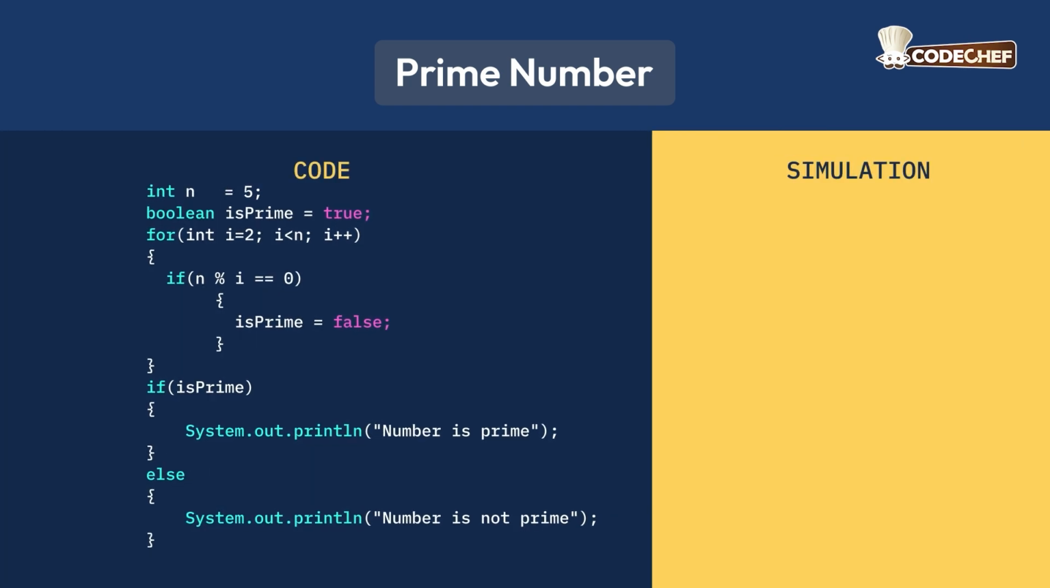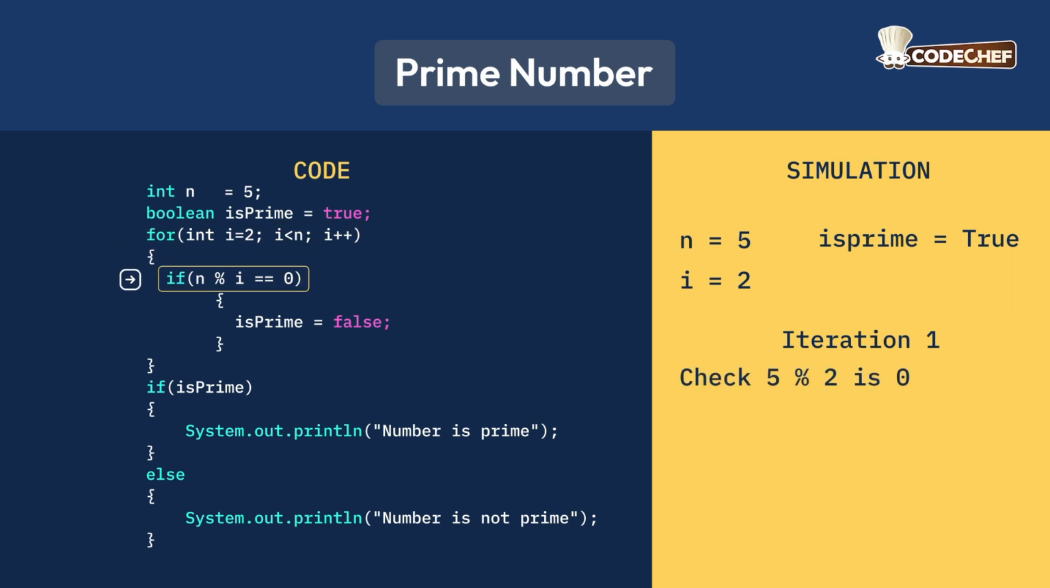Okay, so this is what we got. n is 5, is prime is true. Now we start off our loop, where the iterator i starts from 2. In the first iteration, where i is 2, we check if n mod i is 0. That is 5 mod 2 is 0. This condition is false because 2 can't divide 5. Hence the value of is prime is not set to false and it remains true.